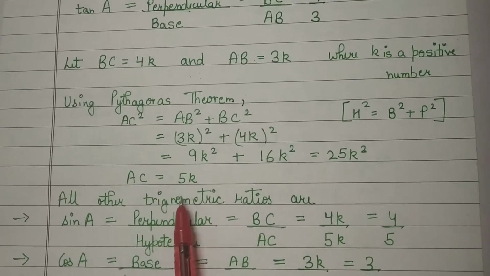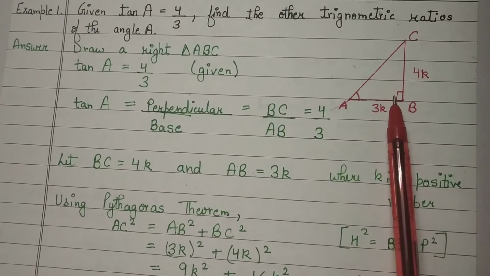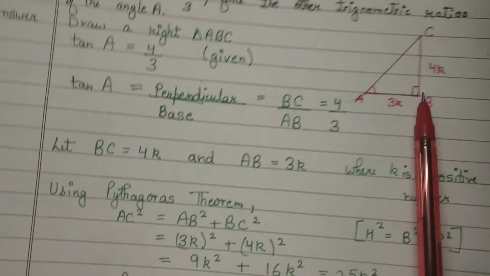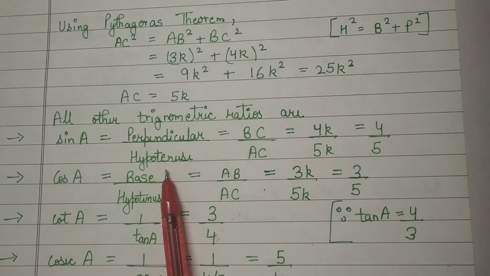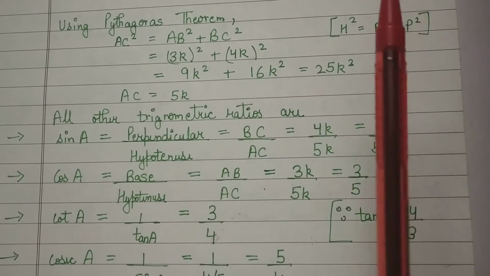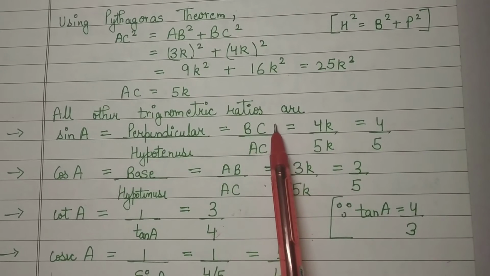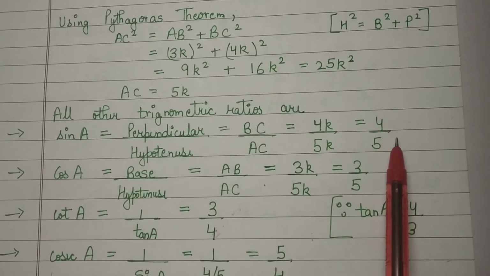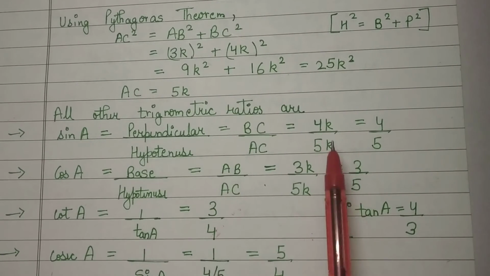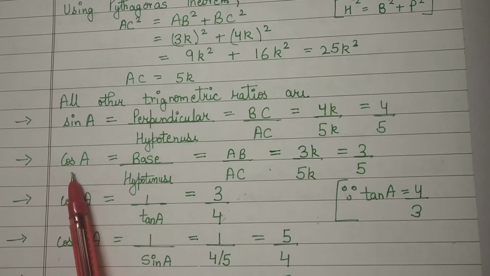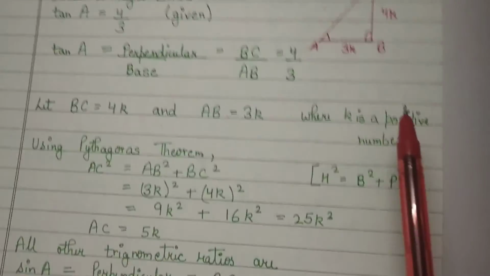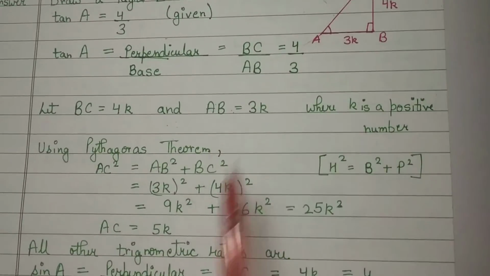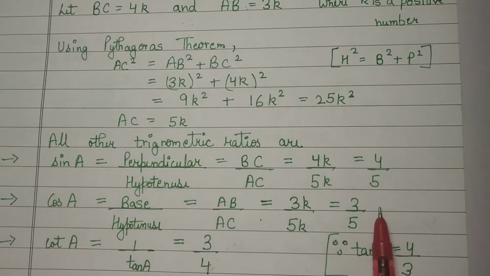Now I am able to find all the three sides of this triangle. Now it is easy to write all the trigonometric ratios because I know the formulas. Sin A is perpendicular over hypotenuse. So seeing the triangle, putting the values, BC by AC, 4k by 5k, it is 4 by 5, sorry. Now k and k cancelled out. Cos A is equal to base over hypotenuse. Base is what? 3k. Hypotenuse I have got here as 5k. So 3k by 5k is equal to 3 by 5.